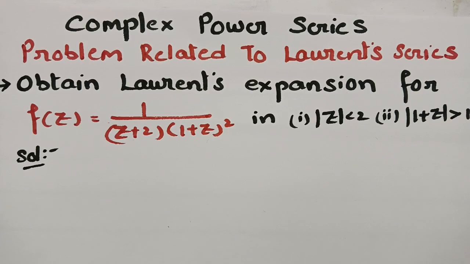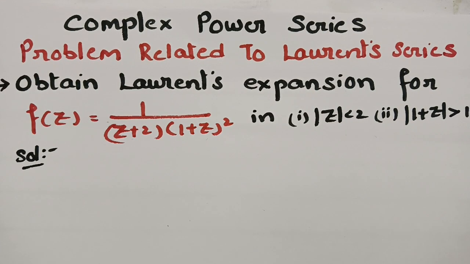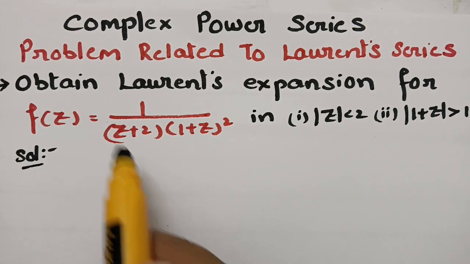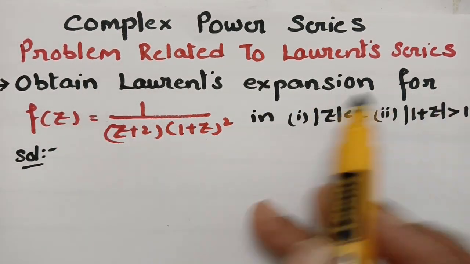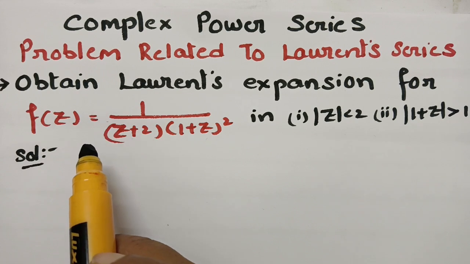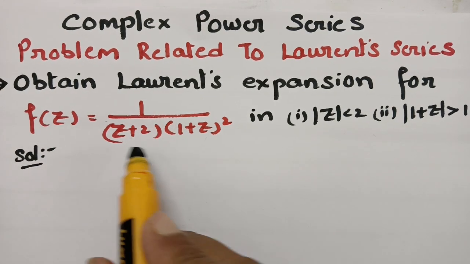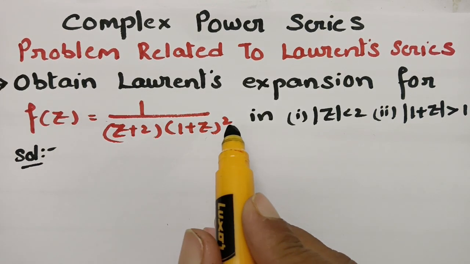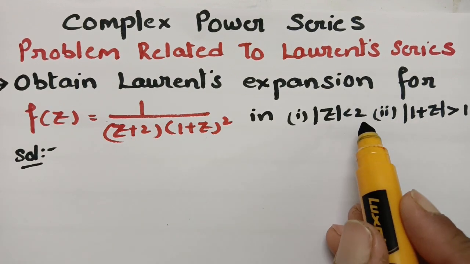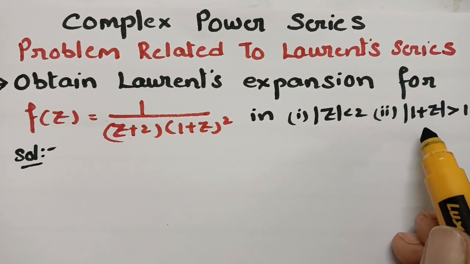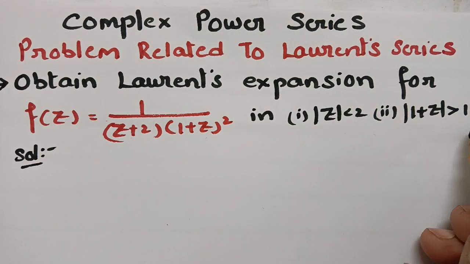Today's video is on a problem related to Laurent series, and this topic is from complex power series. In today's video, we have to obtain the Laurent expansion for the function f of z is equal to 1 by (z plus 2) into (1 plus z) square in mod z less than 2. And the next condition here is mod 1 plus z greater than 1.